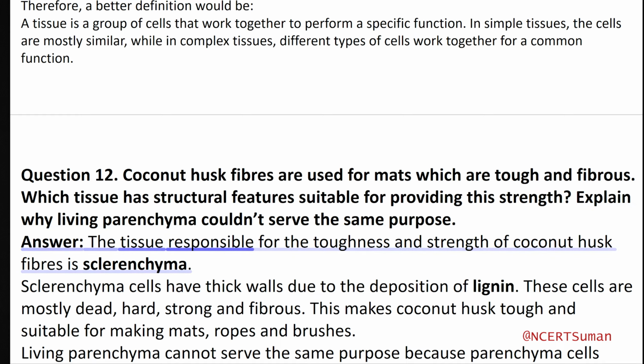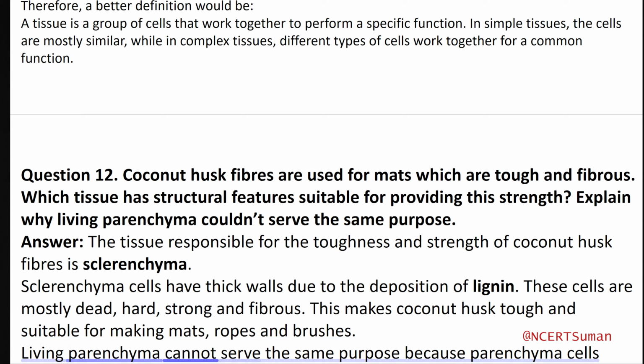Answer: the tissue responsible for the toughness and strength of coconut husk fibers is sclerenchyma. Sclerenchyma cells have thick walls due to the deposition of lignin. These cells are mostly dead, hard, strong and fibrous. This makes coconut husk tough and suitable for making mats, ropes and brushes.